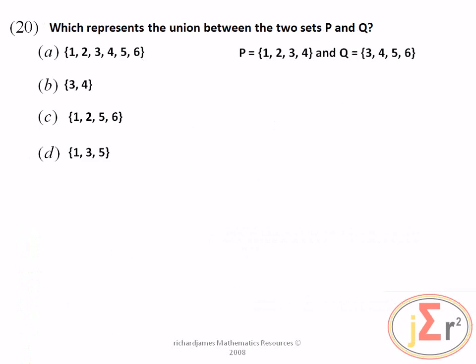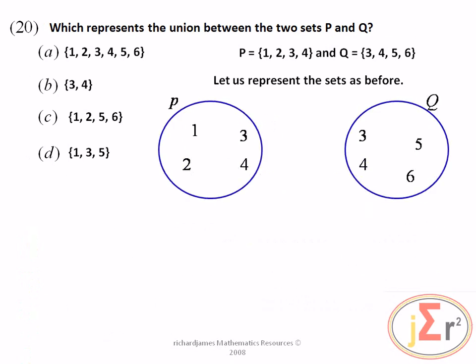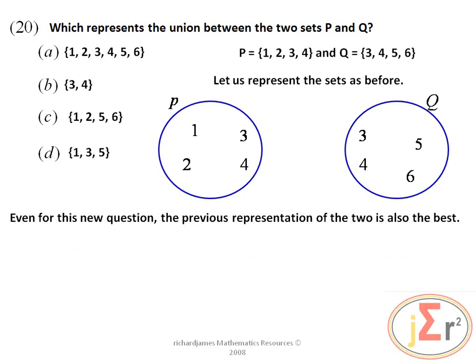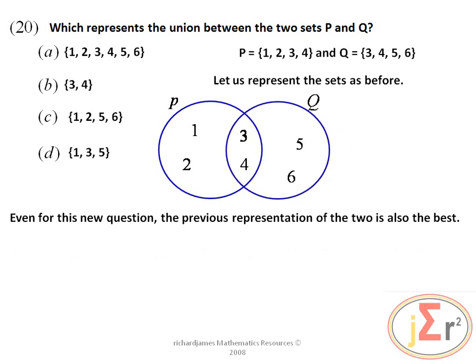Which represents the union between the two sets P and Q? So let us represent the sets as before. Of course, in the union of two sets, no element can be repeated, so the most appropriate way is still to bring the two sets together. Even for this new question, the previous representation of the two sets is also the best. Put them together again, and we are going to write down all the elements that are involved in the two sets taken together. That is going to be the union.